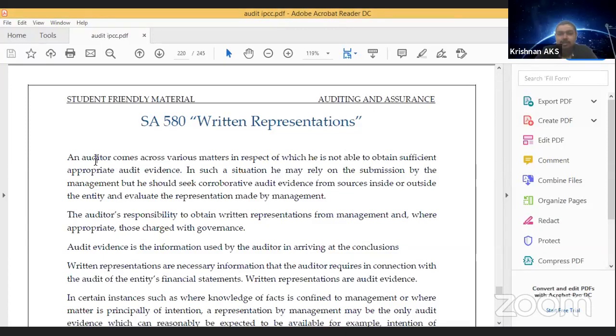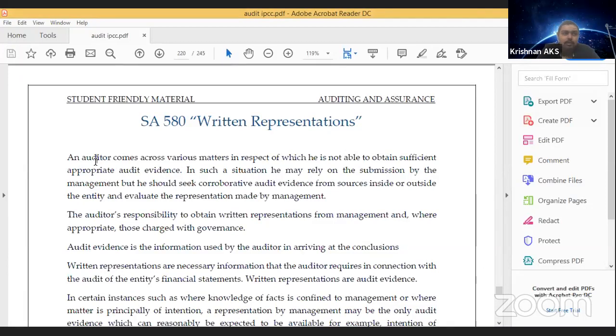So what is written representation? Written representation is one of the evidence obtained by the auditor when there is no sufficient and appropriate audit evidence available from an external source. Then written representation is the only evidence. So what will we get in written representation, sir? What is the intention of the management? And that everything is properly disclosed to the auditors. These two things you should get in writing.